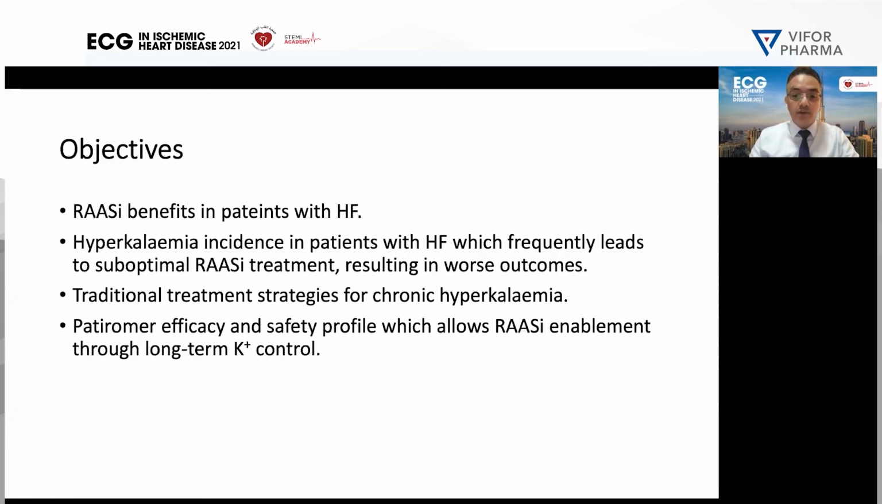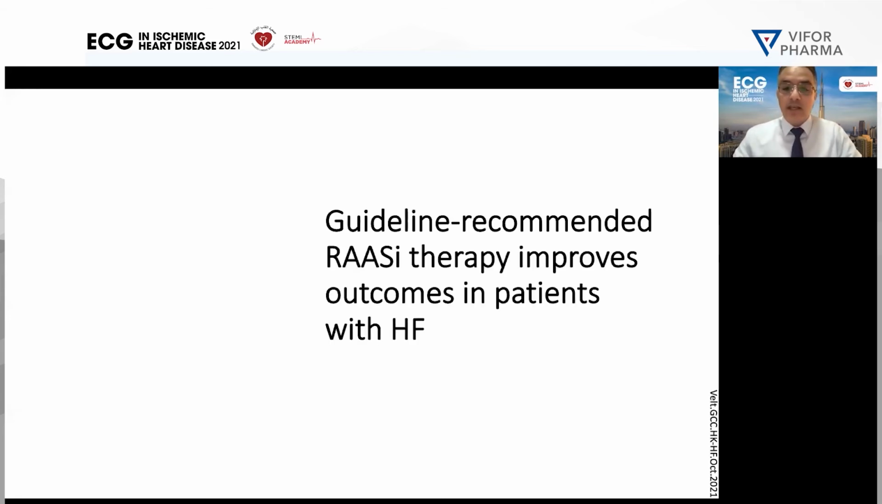I will go quickly through the traditional treatment strategies for chronic hyperkalemia, and I will discuss the new and novel drugs, the Patiromer efficacy and safety profile, which will allow us to maximize the RASi and not discontinue it for our heart failure patients. Guideline-recommended RASi therapy improves the outcome in patients with heart failure.